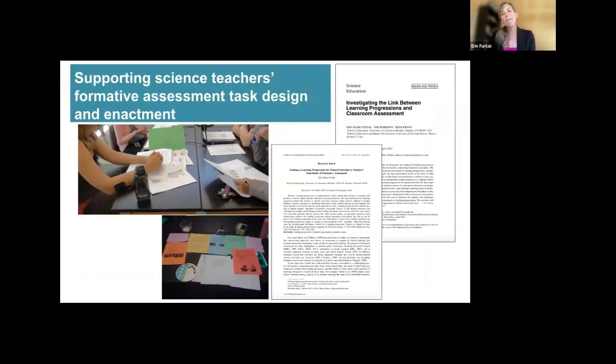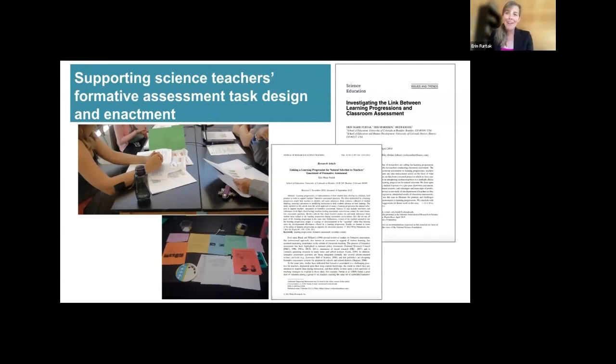The second takeaway that I want to highlight today builds from a body of research that my team and I did for 10 plus years, where we designed tasks with teachers in long-term school-based professional learning and supported the teachers enacting those tasks and iteratively improving on those over periods of years. We have several research articles that we've published around this.